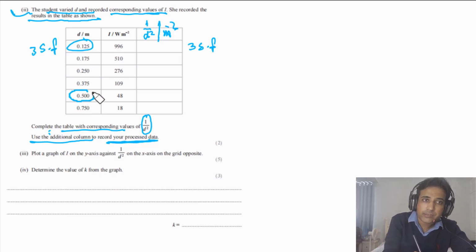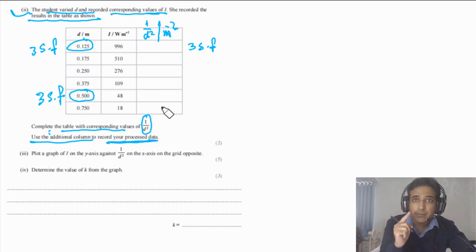This also has 3 SF because it has a non-zero digit on the left side, and also it has a decimal and a non-zero digit on the left side of the 0. It means those zeros are significant. So it has 3 SF. So in this column, all values should have 3 SF.